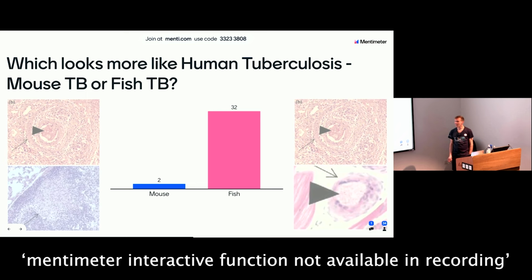Yeah, I think I'd agree with most of you. I would say that fish TB looks more like human TB. For most people, you can come and talk to me after. I have some interesting things to tell you.